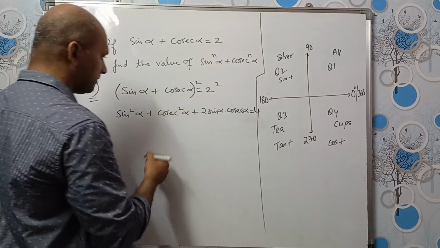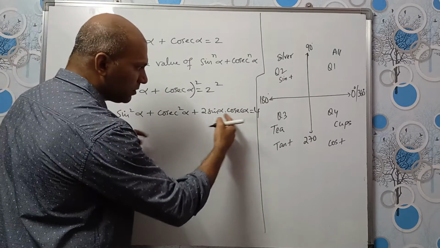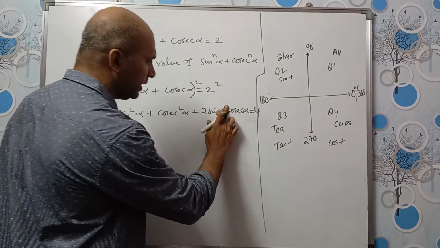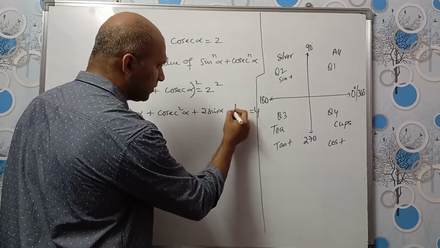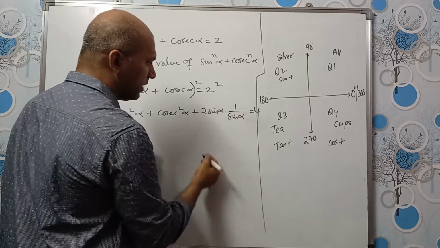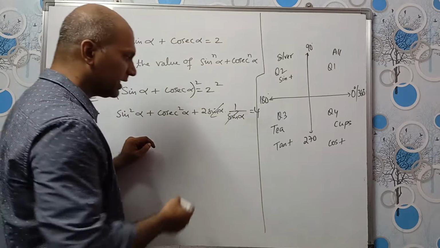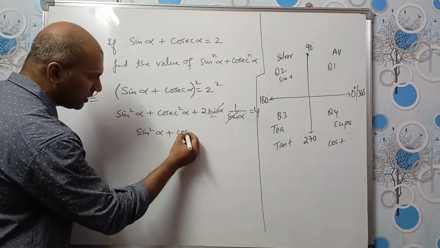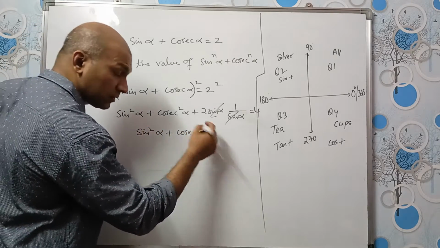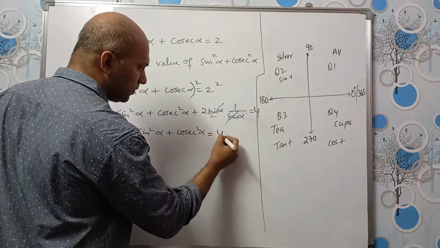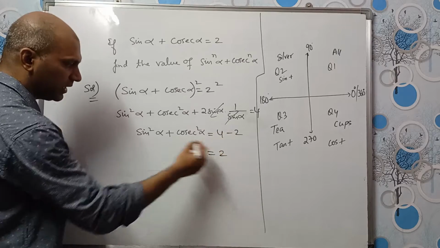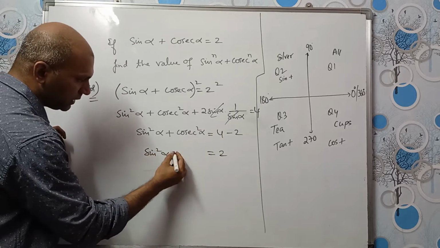2 square is 4, right? See, these two are reciprocal. Sine alpha and cosecant alpha are reciprocal, right? So in place of cosecant, can we write 1 by sine? Yes. So this sine and sine will get cancelled. What do we have? We will have 2 here. So sine square alpha plus cosecant square alpha plus 2 is equal to 4. This plus 2 goes on the other side, becomes minus 2. So 4 minus 2 will be 2 only now, right?